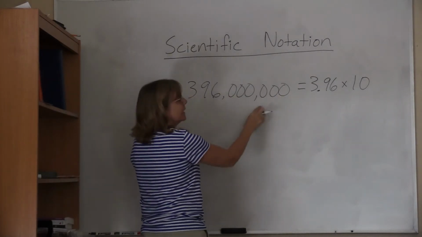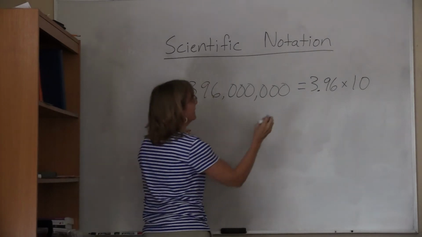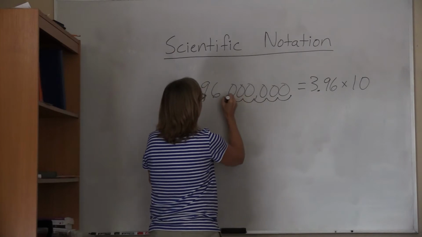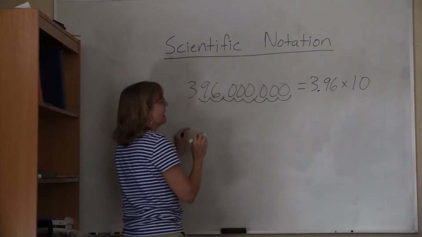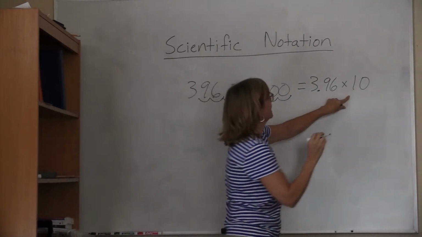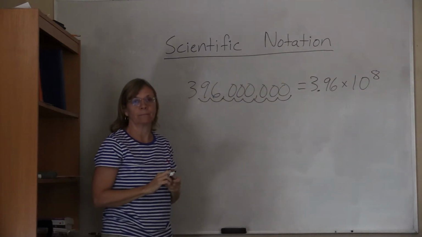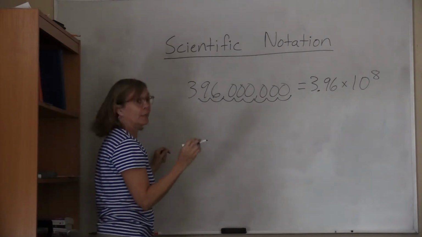So remember, 396 million has an understood decimal at the end of it? So I would go 1, 2, 3, 4, 5, 6, 7, 8 places to that. So it's 3.96 times 10 to the 8th. All right? And it really makes sense.